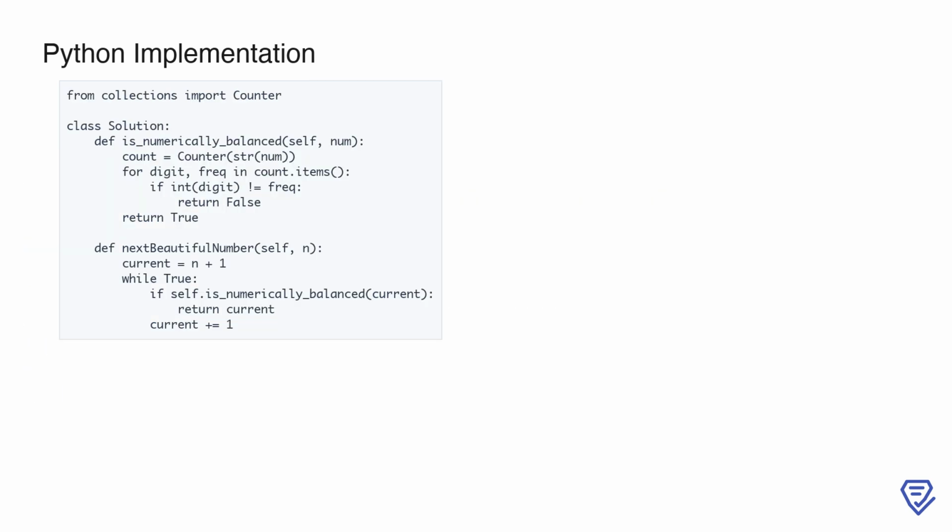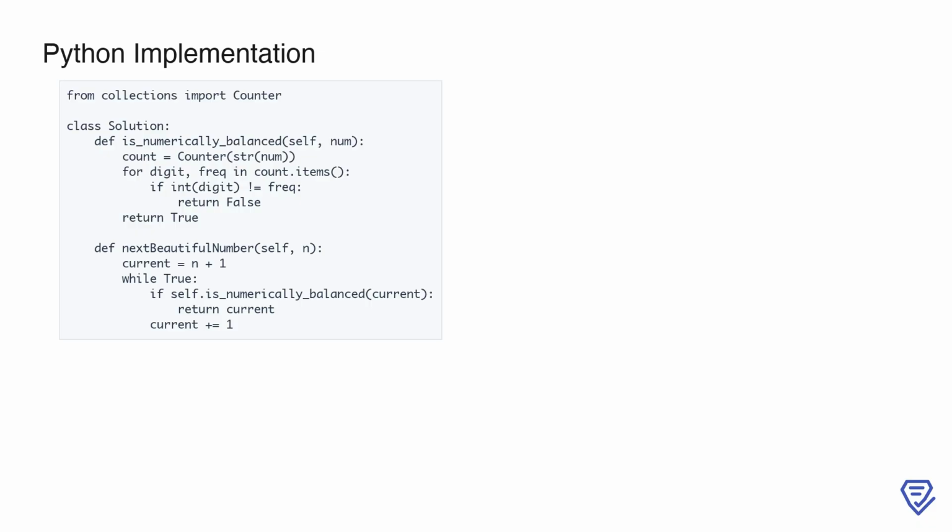The solution begins by defining a helper function, is_numerically_balanced, that determines if a given number is numerically balanced. This function converts the number into a string, counts the frequency of each digit using Python's Counter, and checks if each digit matches its frequency. If all digits satisfy this condition, the function returns true, otherwise, it returns false.